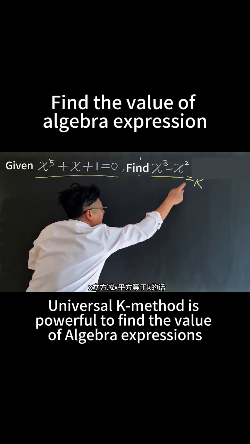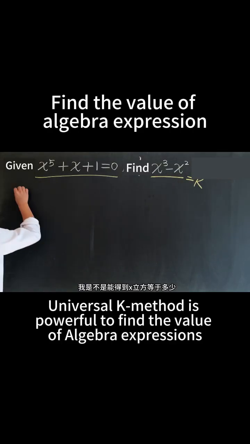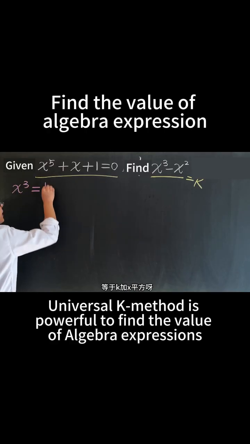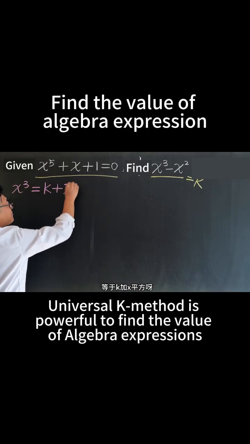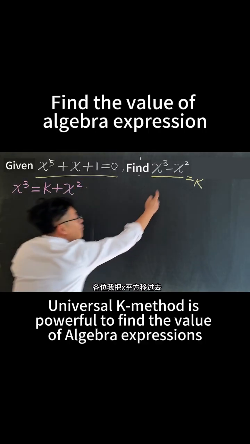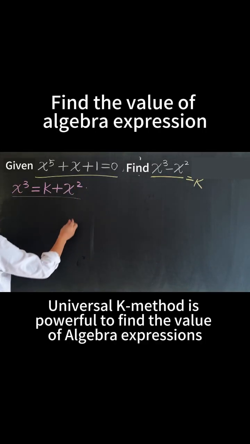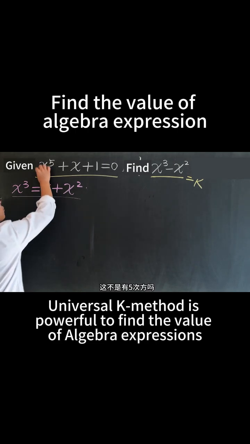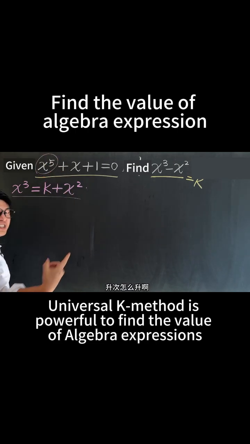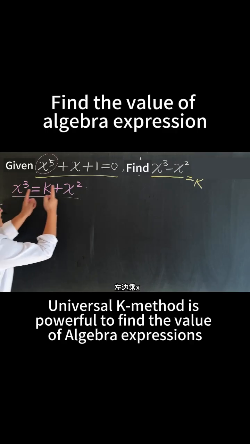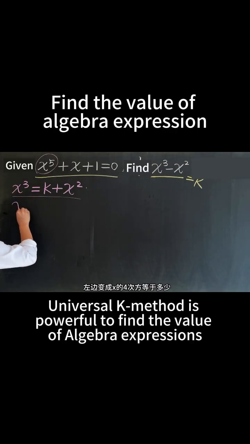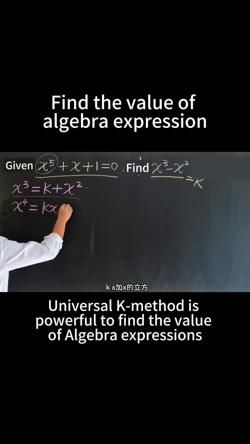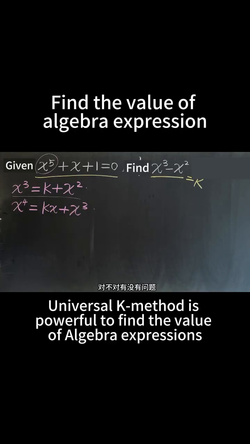Let's try calculating it. If x cubed minus x squared equals k, then can't I get what x cubed equals? It equals k plus x squared, right? Is there any problem with that? I just moved x squared to the other side. Okay, now let's raise the power again. How do we raise the power? Multiply both sides by x. The left side becomes x to the fourth power, and the right side is kx plus x cubed. Right? Is there any problem?